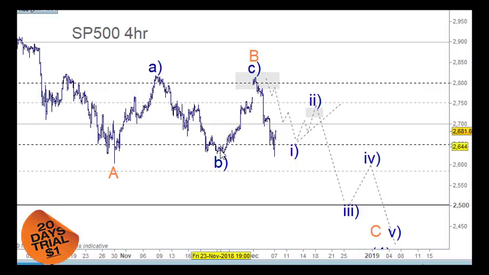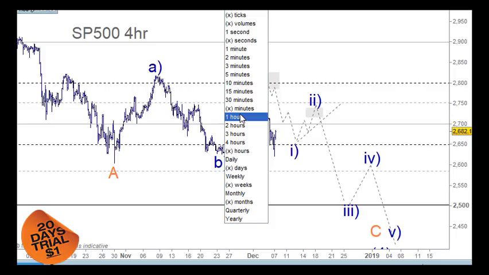What we were looking at was that we were looking for 5 waves up at the turn here at the 2800, and then we were looking for 5 waves to the downside and then 3 waves back up. So we've got those 5 waves to the downside now, so we're looking at 3 waves to the upside to the 50-60% retracement level, and then we're going to be moving to the downside. So we'll have a look at that in a little bit more detail here.